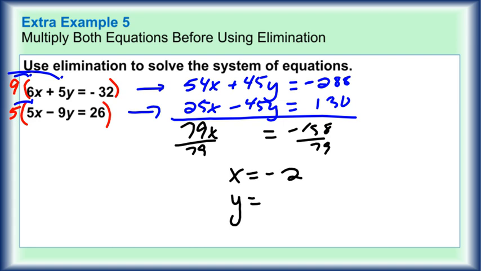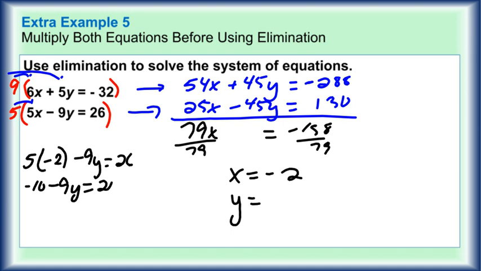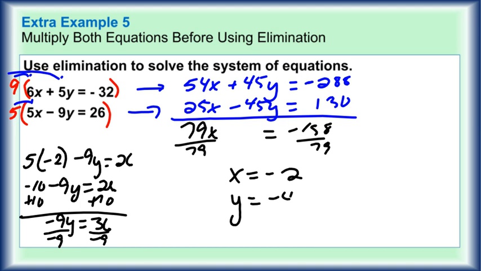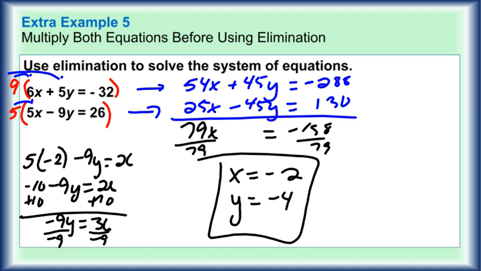Find our y, substitute negative 2 in for one of the equations. I'll just do the bottom one. 5 times negative 2 minus 9y equals 26. This is negative 10 minus 9y equals 26. Add 10. Again, negative 9y equaling 36, divide by negative 9, y would equal a negative 4.